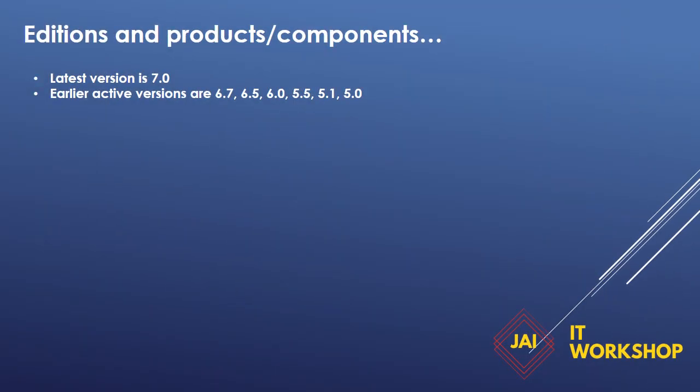So now come on to editions and products and components which are there in the VMware vSphere suite. The latest version which is recently released by VMware for vSphere is 7.0. Earlier active versions you can still download and install. The active versions are 6.7, 6.5, 6.0, 5.5, 5.1 and 5.0. Versions below 5.0 were there earlier, but are now discontinued by VMware.